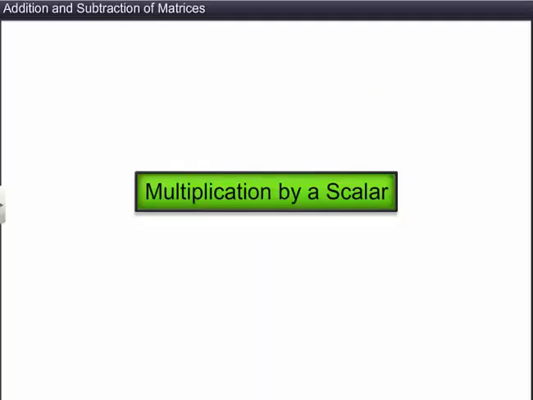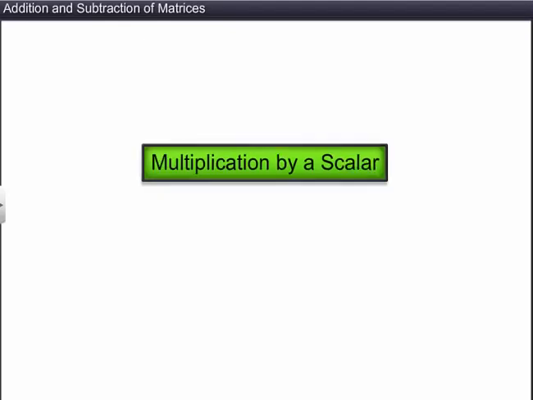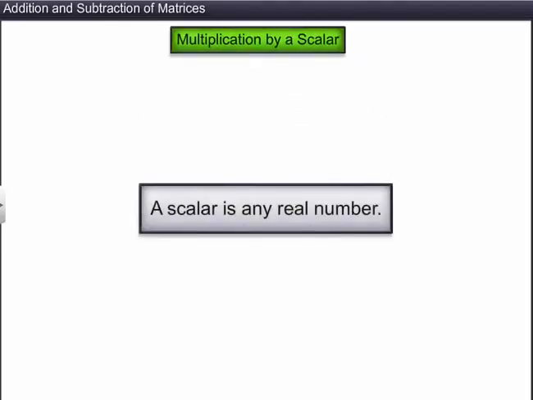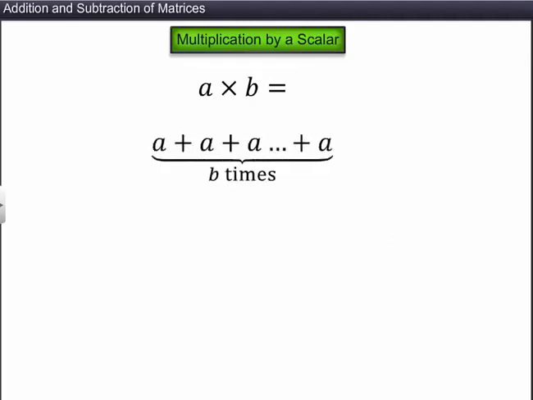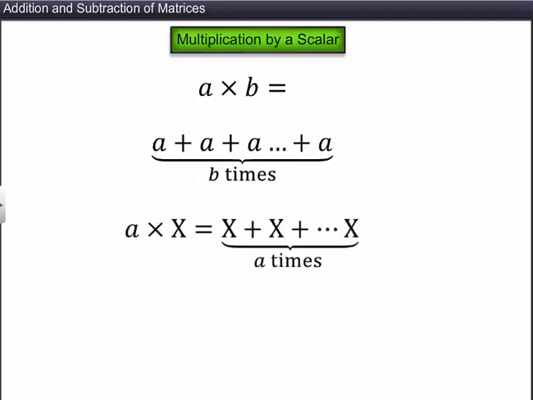A matrix can be multiplied by a scalar. Here, a scalar is any real number. The idea behind scalar multiplication is similar to the multiplication operation over two numbers. For example, if we multiply two numbers, a and b, we are adding a, b number of times. Similarly, when we multiply a matrix X with a scalar a, we are adding matrix X with itself a times.